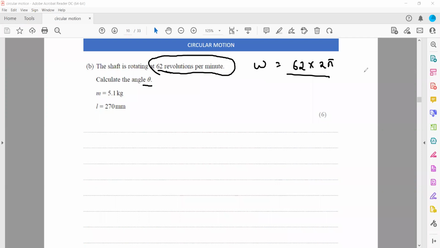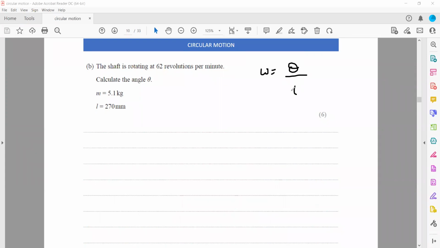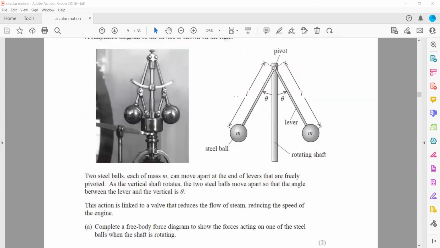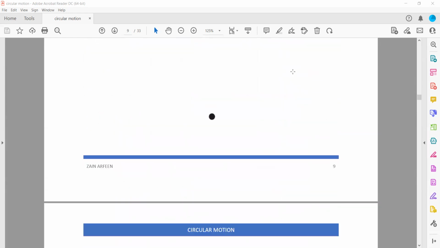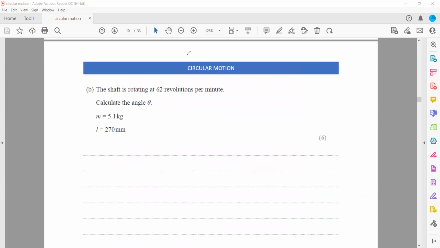And then, because omega is equal to the angular displacement divided by time. But this theta is different from this theta. This theta is the angular displacement, but that theta is not the angular displacement. It is the vertical angle between the pivot and the object. So we'll work out omega here.